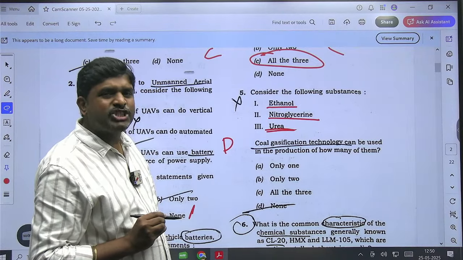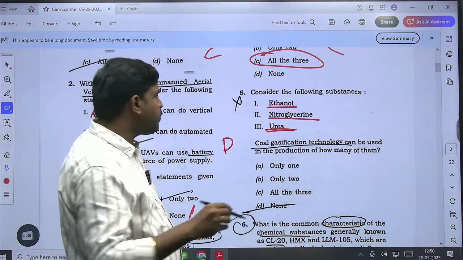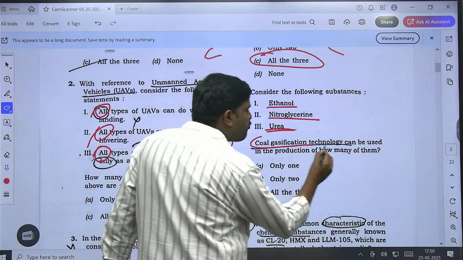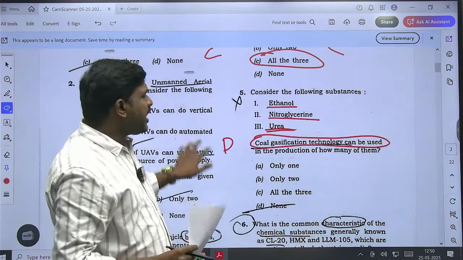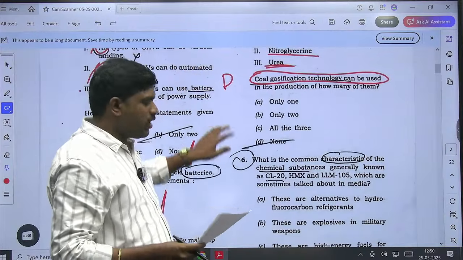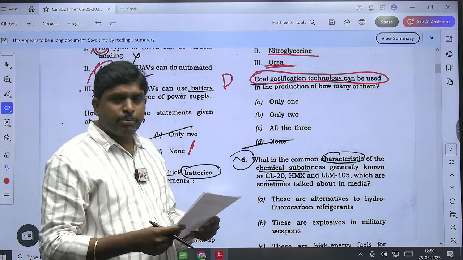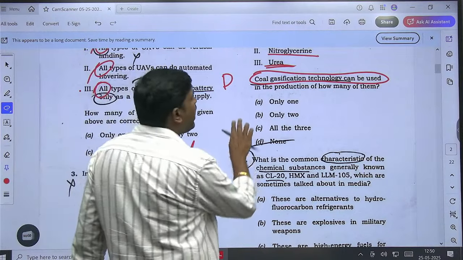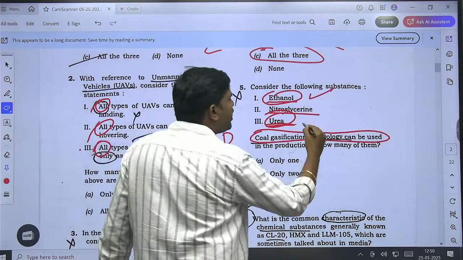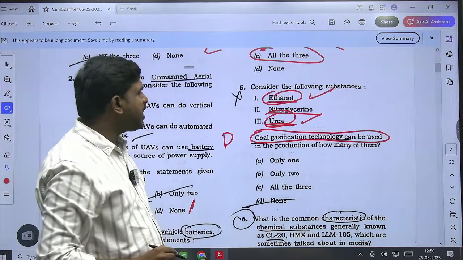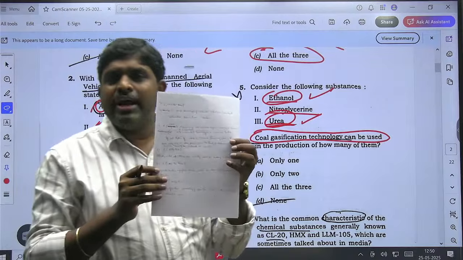Coal gasification technique is a PYQ. It can be used in the production of how many of them? So which of the substances are used in the coal gasification technology? So the answer is only 2. Coal gasification technology can be used in the production of ethanol and urea. Not 3: we use the gasification technique in ethanol and urea but not nitroglycerine. So with explanation we have made the key.